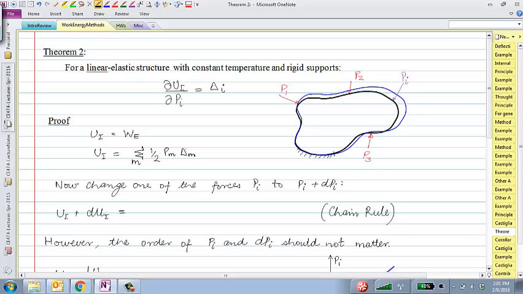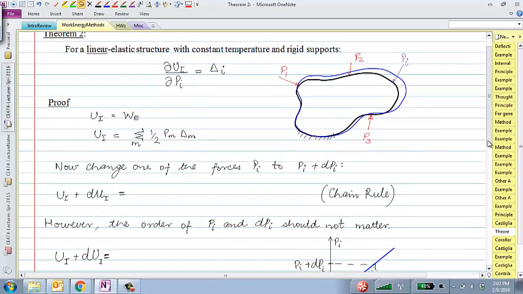So, the sum over all the load points of half times Pm times delta m. And what we are going to do next is apply this external real load Pi at the point where we want to find a displacement. If we do that, then the structure will store additional internal energy, and we can equate the change in energy to that change in external work, and we can find that unknown displacement. Let's go through a couple of steps. When I apply this external Pi, there will be a change in the internal energy. Whatever internal energy I had here will change to Ui plus dUi.